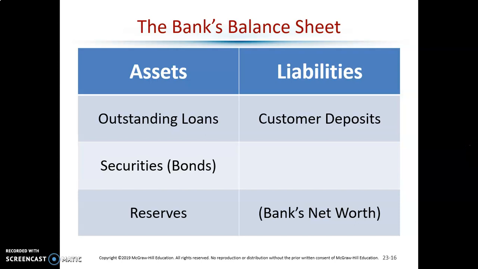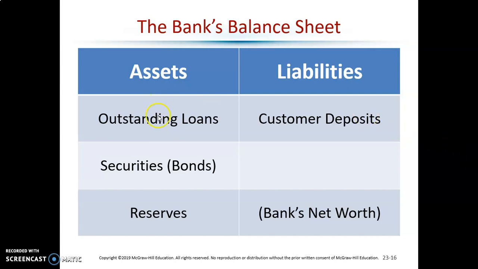Often called a T form. This is the bank's balance sheet in a very simplified form. Now, obviously, any bank you look at, even a small town local bank, but definitely some of the larger international banks, are going to have more complicated looking balance sheets with more detail.